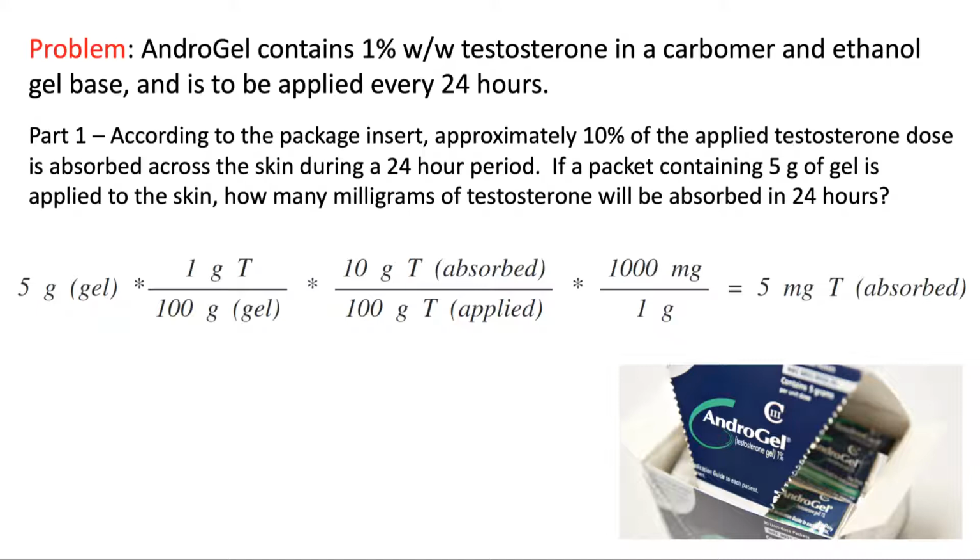So if you do that math all the way from left to right, all the way across, you would end up with the numeric answer of 5, meaning that 5 milligrams of testosterone is actually absorbed from applying 5 grams of this gel over a 24-hour period. We end up absorbing 5 milligrams of testosterone, and that's the answer to this first part of this question.